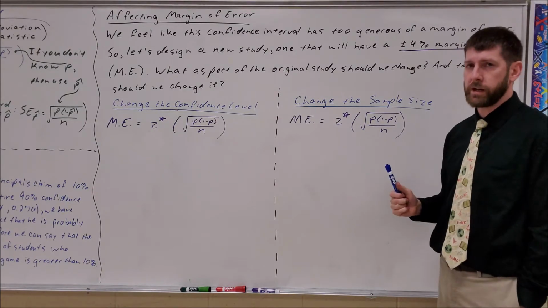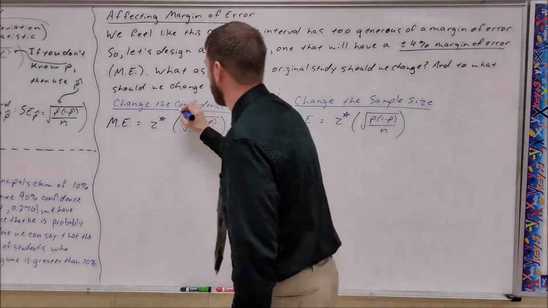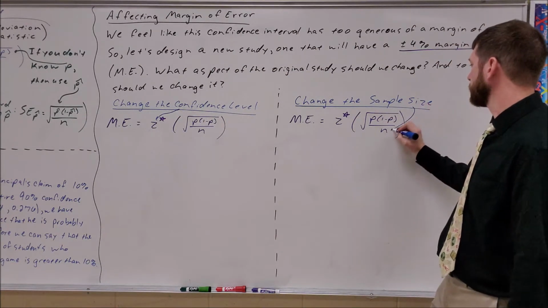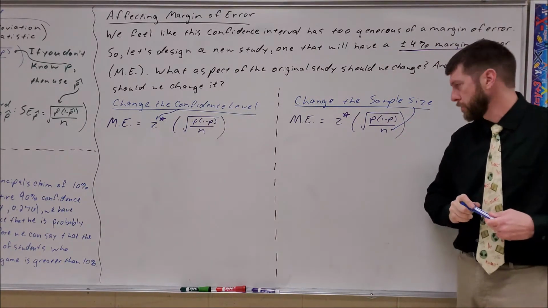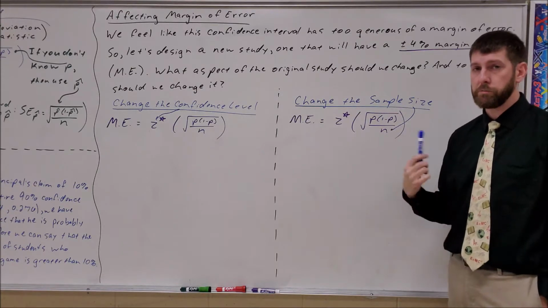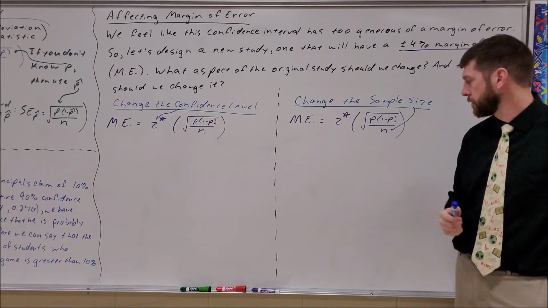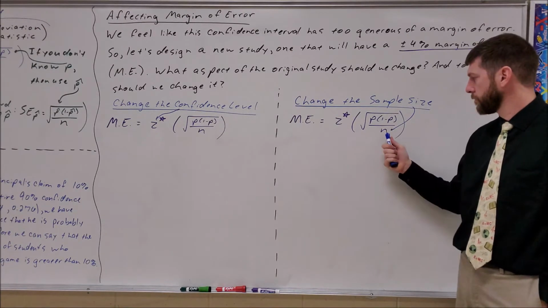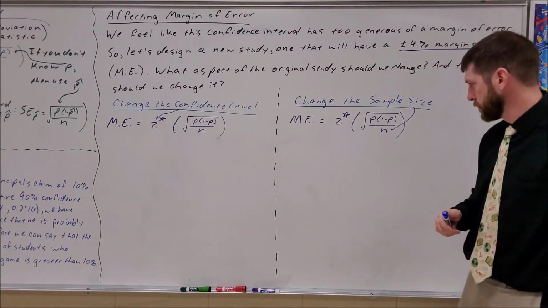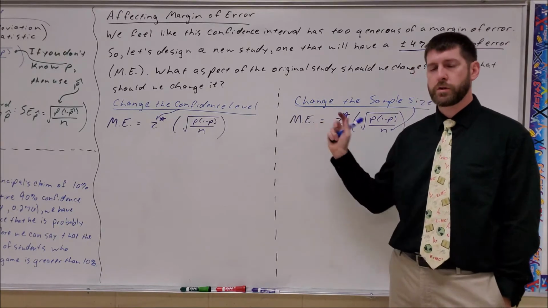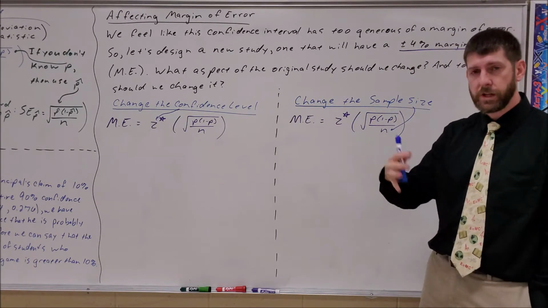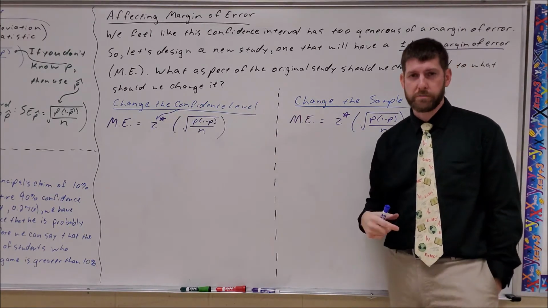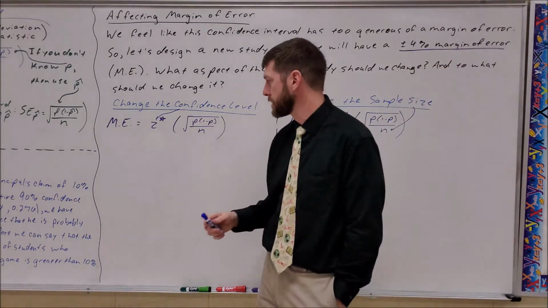So confidence level goes into critical Z, and sample size is part of the standard deviation of our statistic. Now we have no influence on what P is, the probability of success in the population, or proportion of the characteristic in the population, but we do have a lot of say over what our sample size is. So those are the two things that we can manipulate. Certain situations would deem that one or the other is better. So let's see which is better in this case.